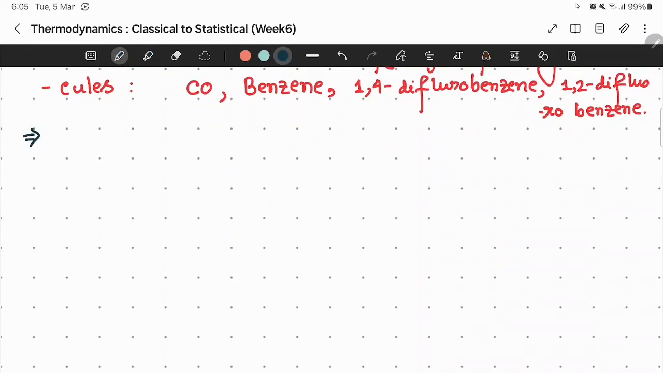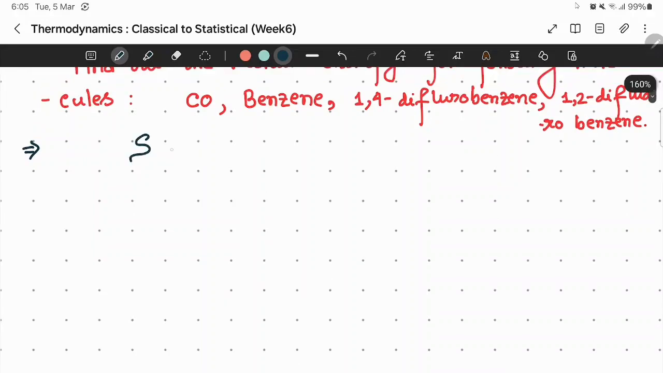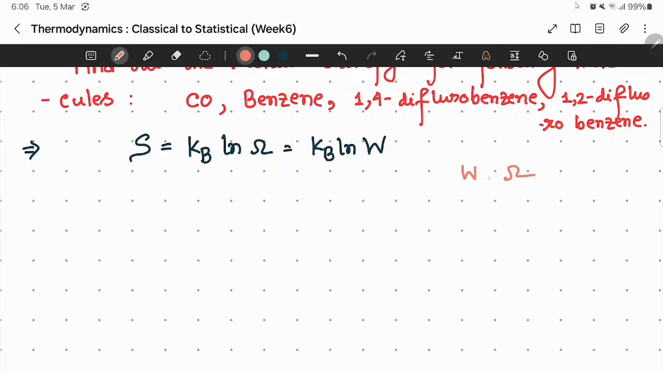So what is the formula for the residual entropy? We know that residual entropy is defined as Kb ln Omega or W. Both forms are correct, and W or Omega are the same thing. This is basically the number of microstates.